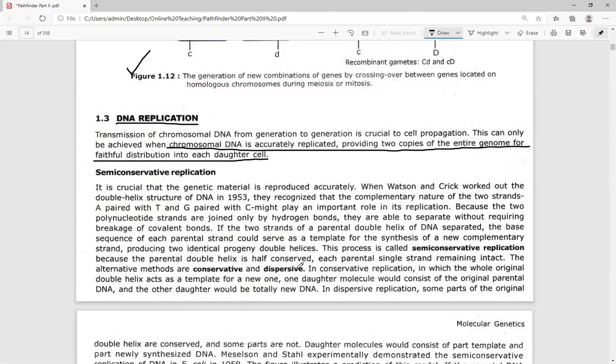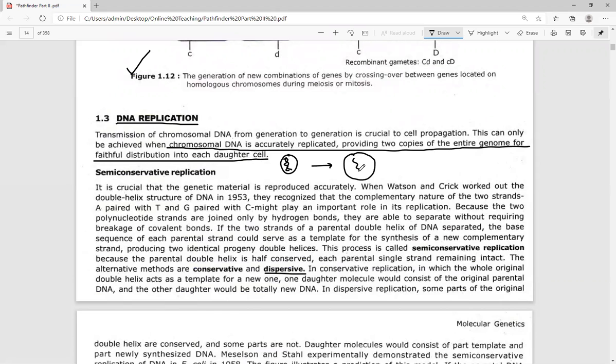Now, what are these conservative and dispersive processes of DNA replication? In the conservative process of DNA replication, firstly, let me talk about dispersive. According to the dispersive process of DNA replication, there would have been a cell, there would have been the genetic material present within a cell, and this genetic material would have been fragmented into two.